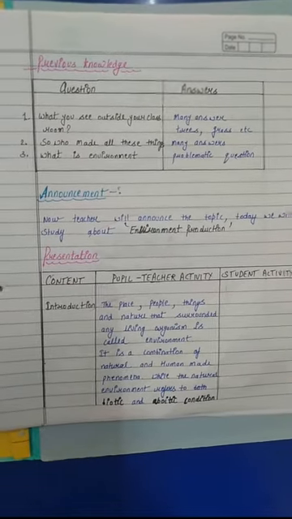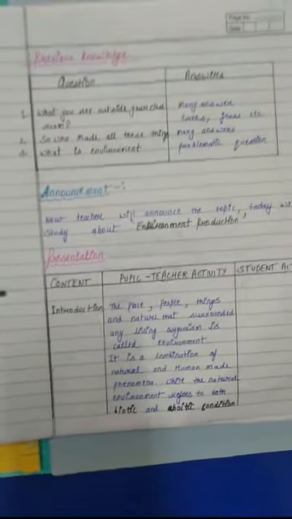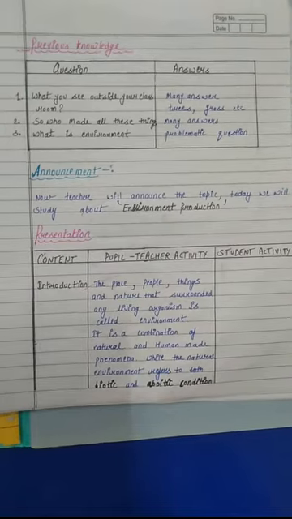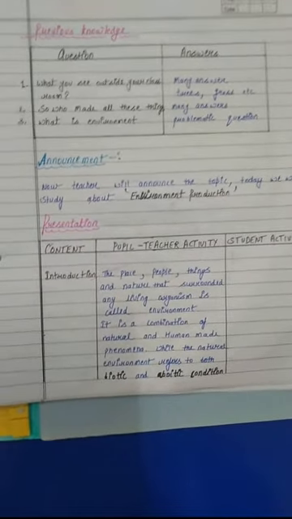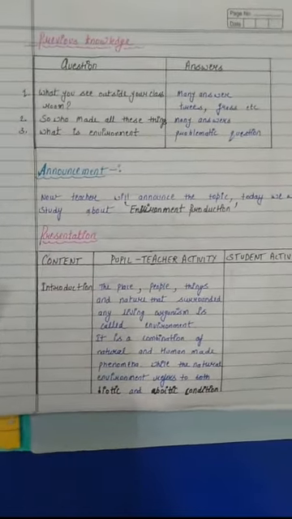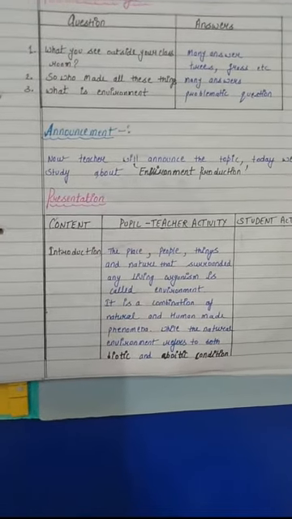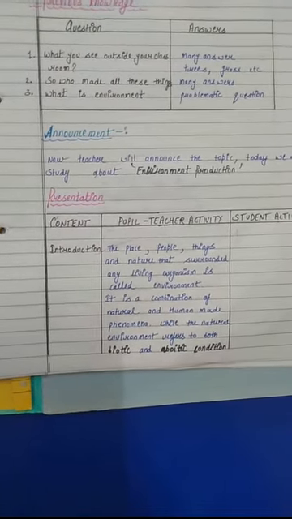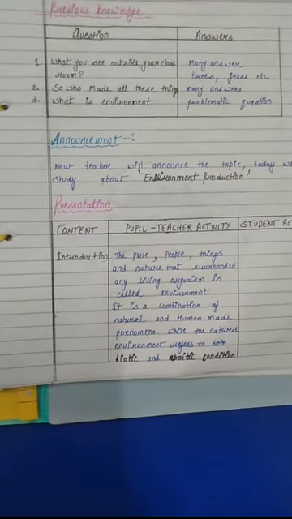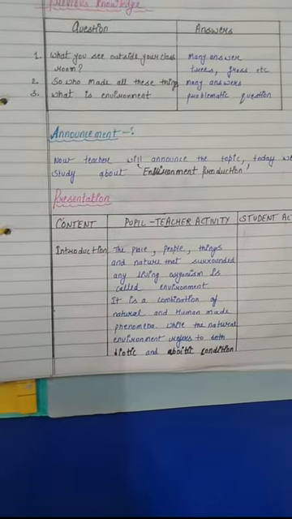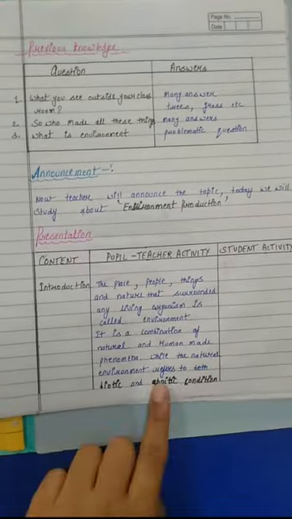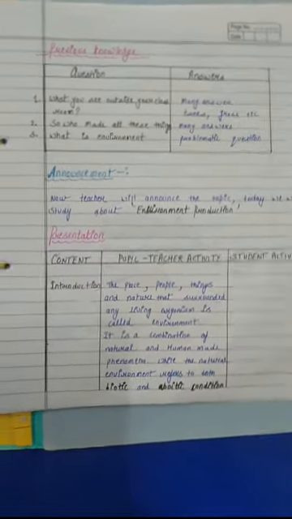After that, we need to write the announcement, just like this. And now, the presentation part. After that, we need to mention the presentation part. We need to make three columns for the presentation part: content, teacher activity and student activity.